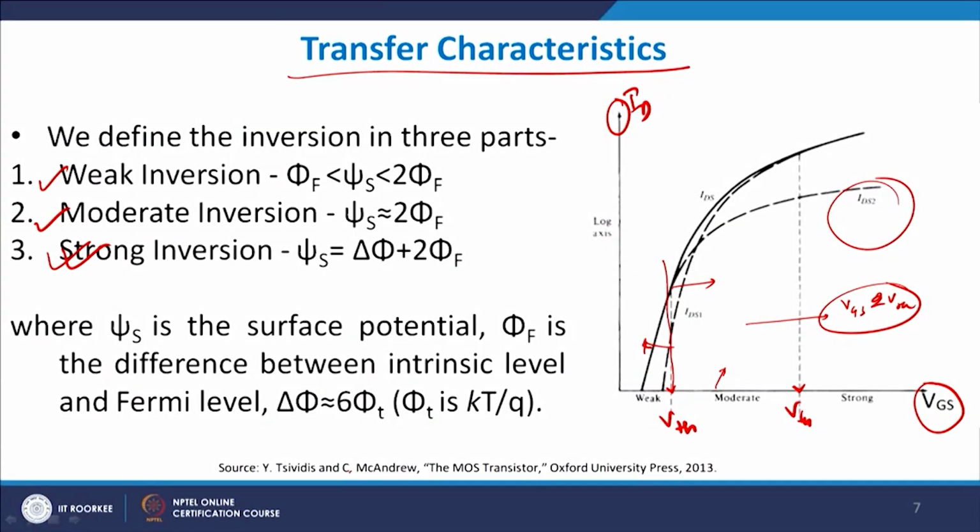Strong inversion primarily means that inversion means it is just becoming n type and it was initially p type. Strong inversion means it is becoming twice that.